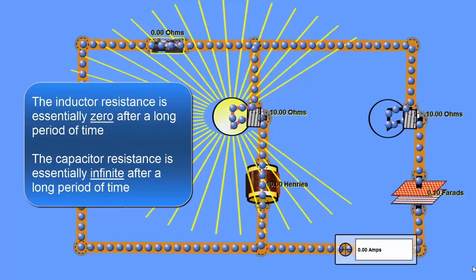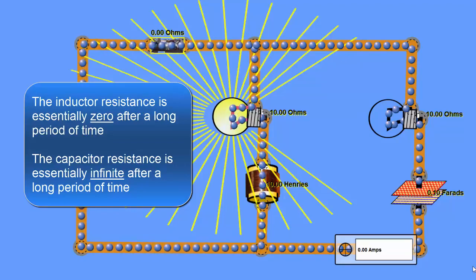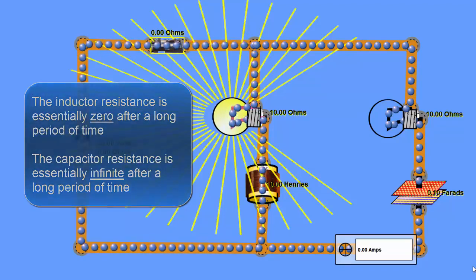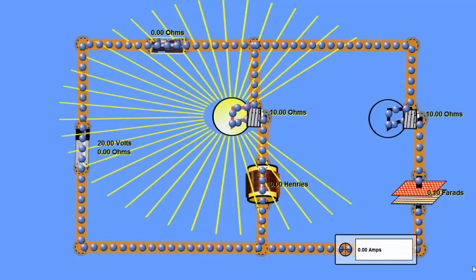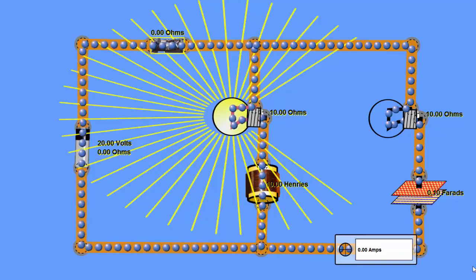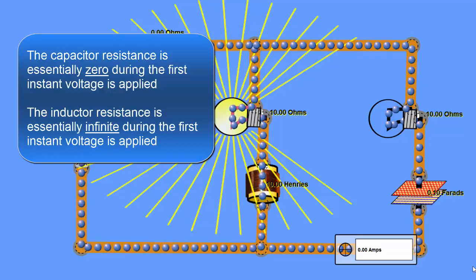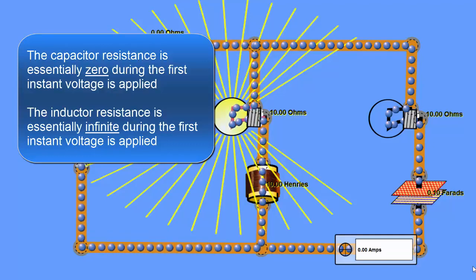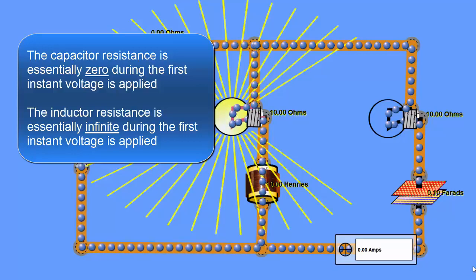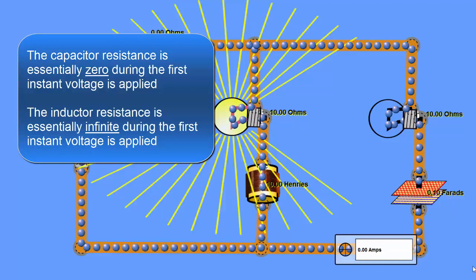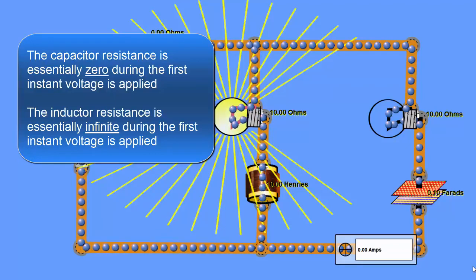So here we have an open circuit on the capacitor side, and for the inductor side we have a short circuit. This is another kind of opposing view of these two components. One is a dead short over a long period of time, and one is an open circuit over a long period of time. And the capacitor acts like a short circuit during the first instant that voltage is applied to it, while the inductor acts like an open circuit during the first instant power is applied to it. So this is another one of those yin and yang things about these two components.